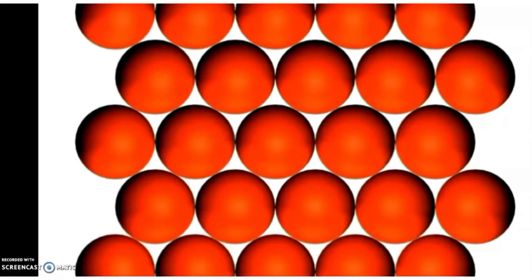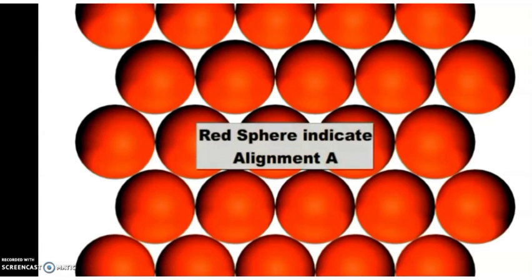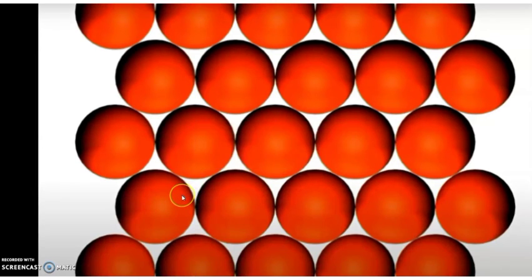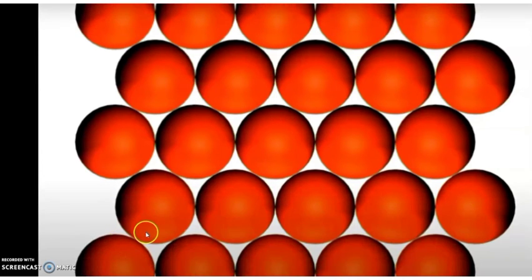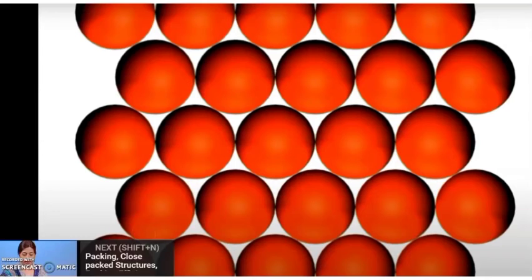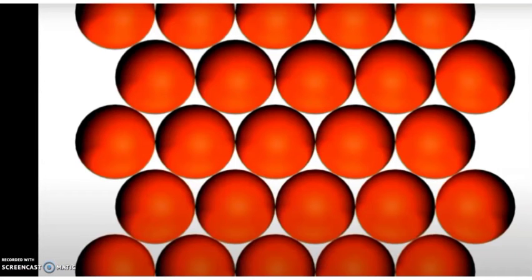Then we'll see the hexagonal close packing. How is the hexagonal close packing arranged? Here you can see the alignment A, and there are two types of voids. What do we mean by voids? The voids are the gaps. While arranging the atoms, you can see some gaps. These gaps are known as voids. If the number of voids increases, the packing efficiency decreases.